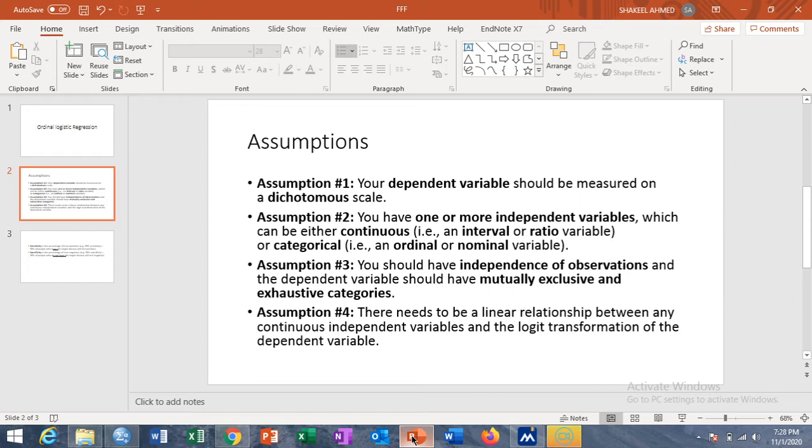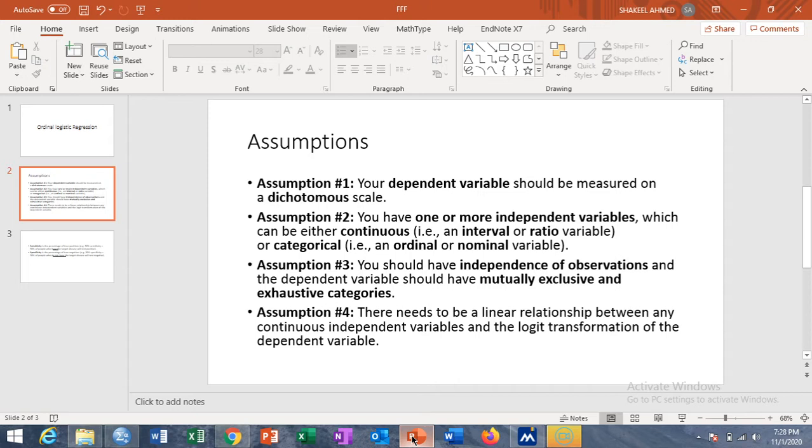The third assumption is the independence of observations, as we assume in linear regression, and the categories should be mutually exclusive and exhaustive, that there should be no common point between the two categories. For example, if we are talking about gender, then there should be two mutually exclusive groups, that the person is either male or female.